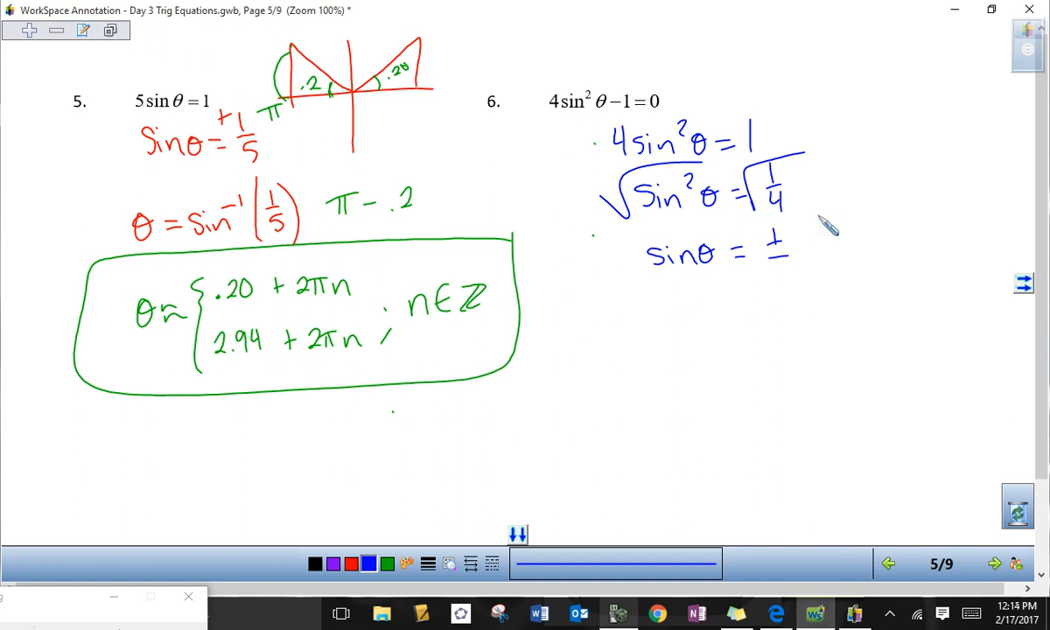Square root of 1 is 1. Square root of 4 is 2. Now, we've got plus or minus, so that means I could be in any of my 4 quadrants. See if you can figure out what reference triangle has the sides of 1 and 2.